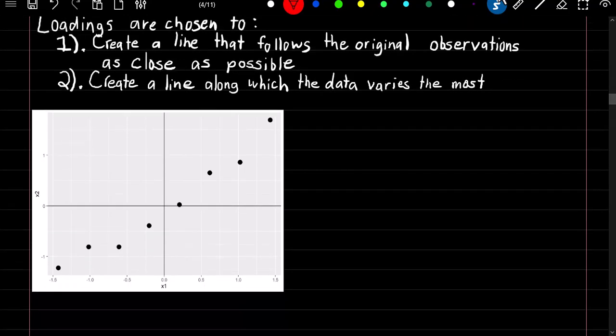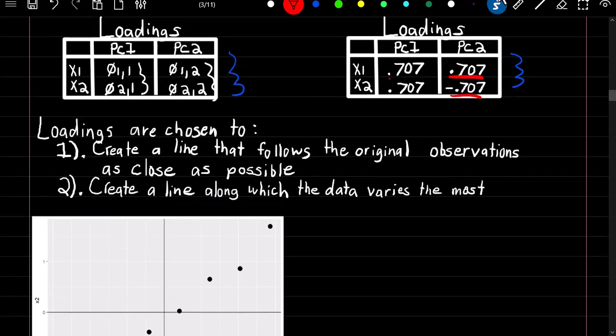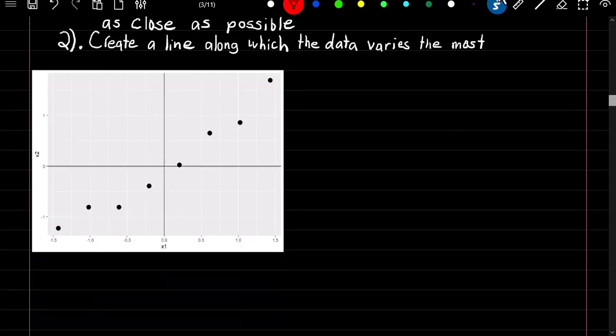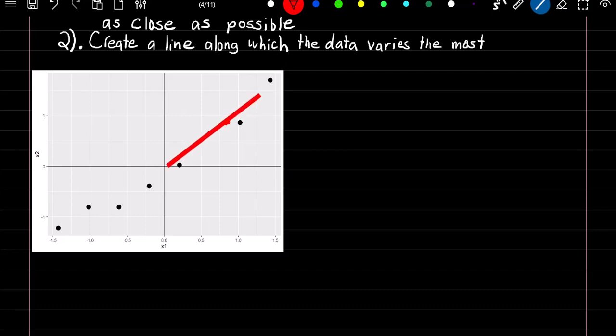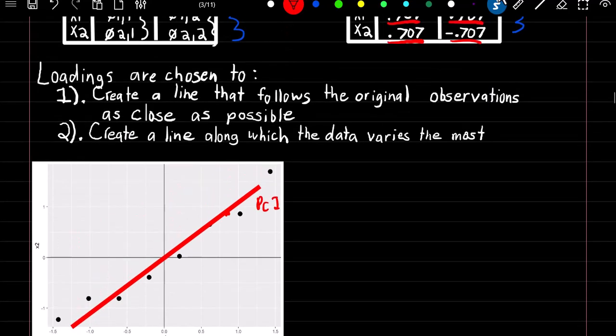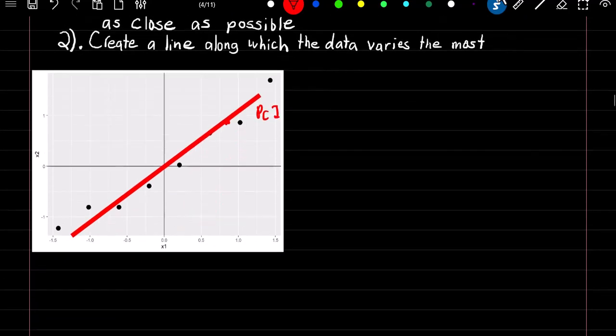So in the plot, we have our original scaled data. So if we were to add our 0.707 and 0.707 for principal component 1, that point would fall right about here. So we can connect this point through our origin. Because our data was scaled, the mean of our data is going to be 0 for both variables. So this line would represent our principal component 1, or PC1. Now, it's easy to see how this line would create a line that follows the original observations as close as possible. But how do we prove point 2? That we create a line along which the data varies the most.